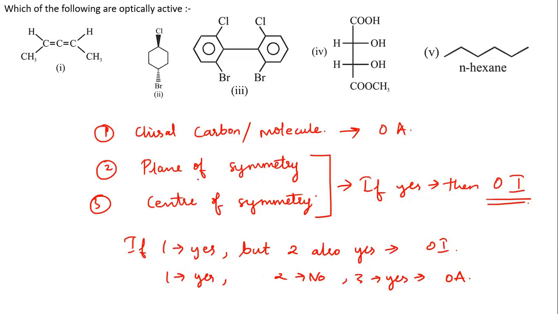If plane of symmetry and center of symmetry both exist, then it means optically inactive. We know that because plane of symmetry exists, then it's obviously optically inactive. That's all. We don't really need center of symmetry, but let's also do that. First one, this molecule. We need to consider steric hindrances in this one.